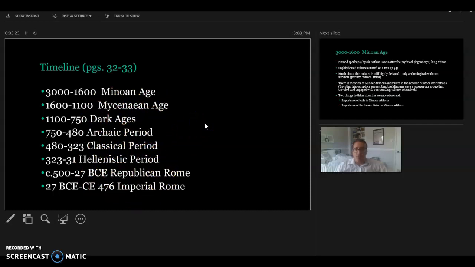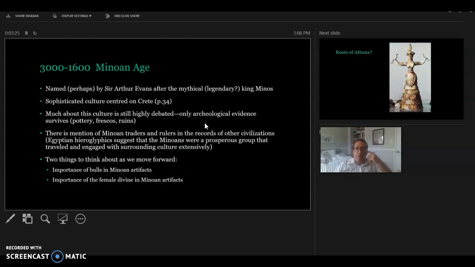Too bad, right? Okay, so let's go back to the Minoan Age. This is early ancient Greece, 3000 to 1600 BCE. The records are kind of foggy and contradictory about who actually coined the name for this age. Some people argue it was a famous archaeologist named Sir Arthur Evans, who was naming this age after the mythical or legendary King Minos, remember we were talking about that last time. You can pronounce it both ways.